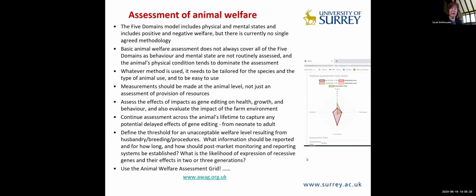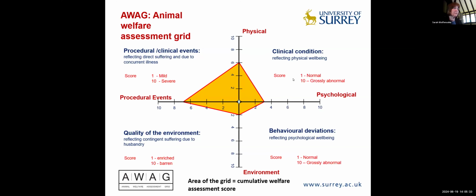And to do these things, we can use the Animal Welfare Assessment Grid. There's the website there. So the Welfare Assessment Grid has these 4 axes: physical, environment, psychological, and procedural events. And we look at various factors, which I'll talk about in a moment. We give each factor a score. 1 is normal, 10 is grossly abnormal. So the bigger the score, the worse the animal's welfare. And the software looks at the factors, plots the score for each of these 4 axes, and then assesses the area of this grid, giving us the cumulative welfare assessment score for that moment in time. So it plots these grids across time.